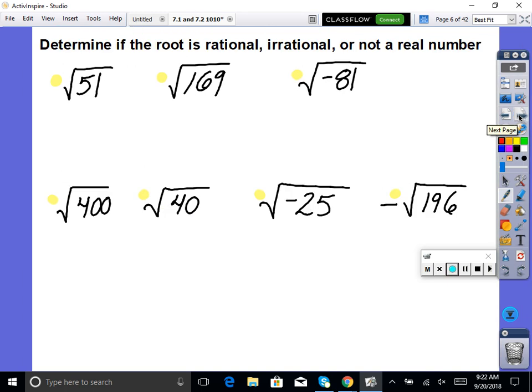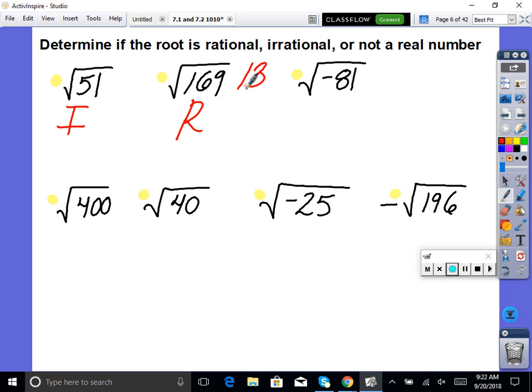Okay, so just answer this one quickly. Determine if the root is rational, irrational, or imaginary, or not real. Imaginary, not real, same thing. Root 51. What is it? Irrational. I for irrational. Is everybody good with that? Why? Because root 51 does not break down. What's this one? Rational, because root 169 is 13.